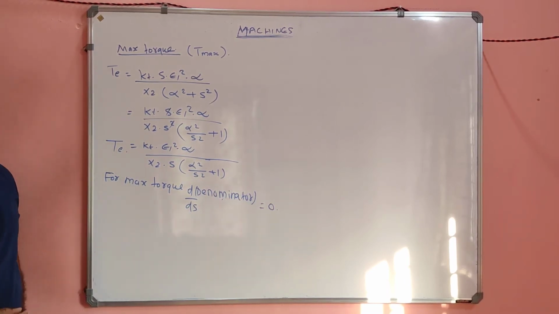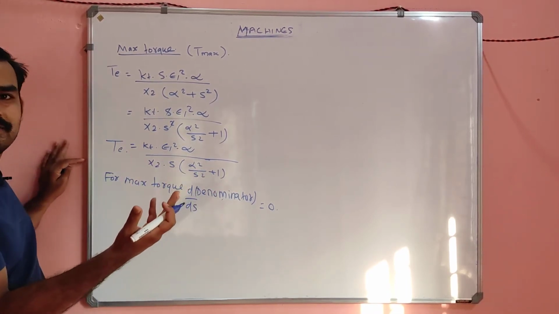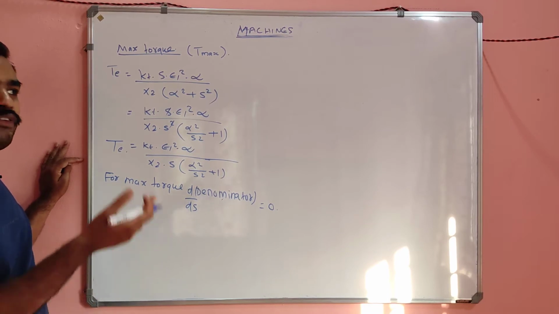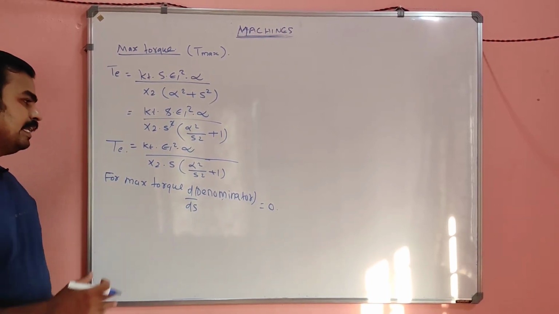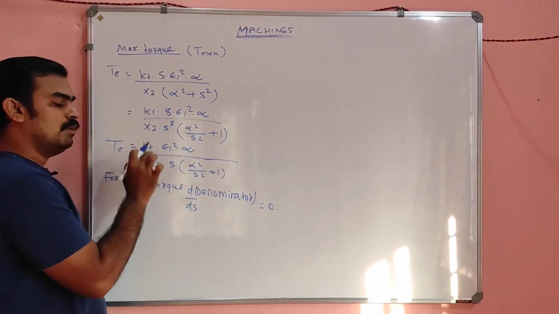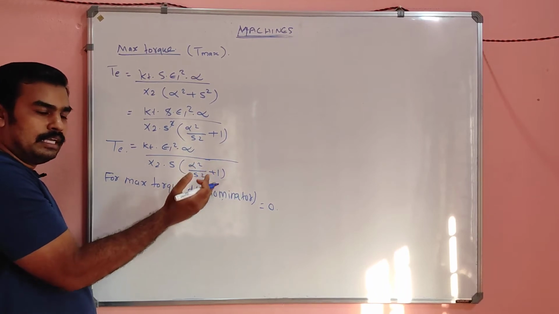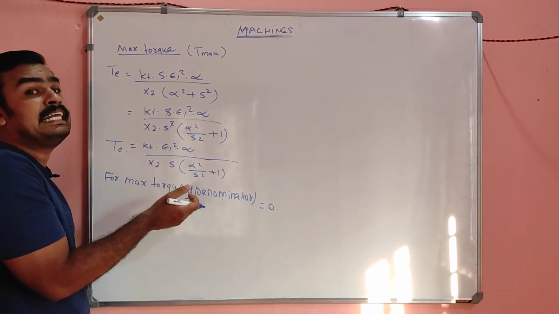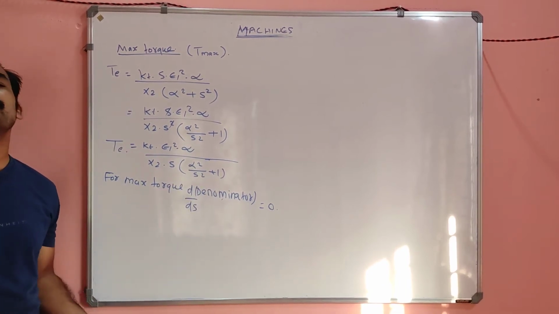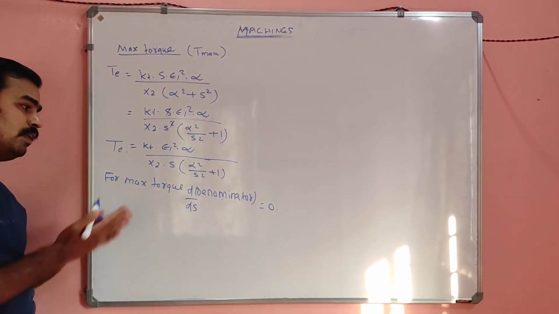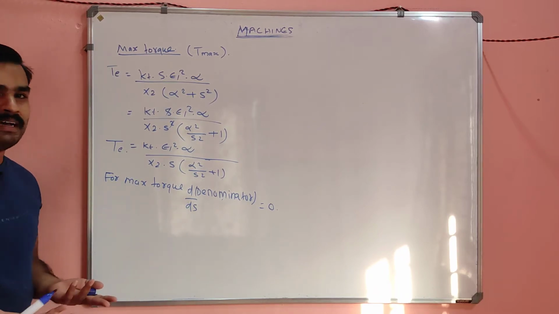Correct? For maximum torque, the derivation of the denominator is also equal to 0. For maximum and minimum it is applicable. Either you can differentiate the full term, d by ds of the torque is equal to 0, if the numerator and denominator both contain variables. If only the denominator contains variables, then why do we have to waste time? We only go for the denominator term. First, simple mathematics.